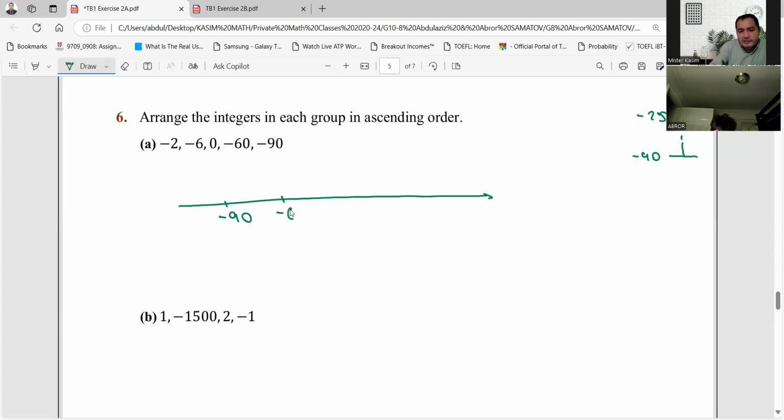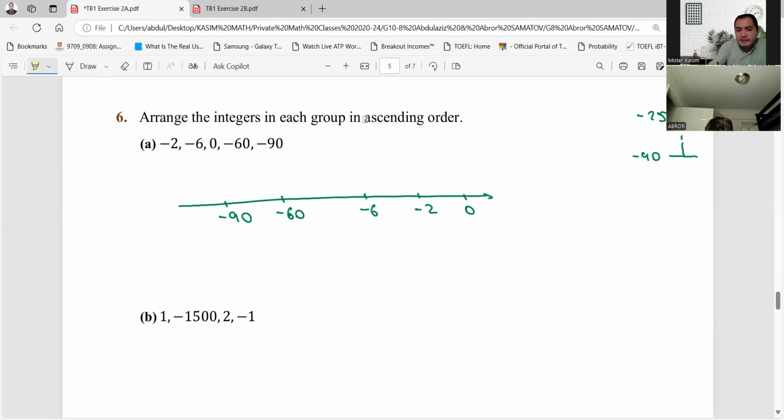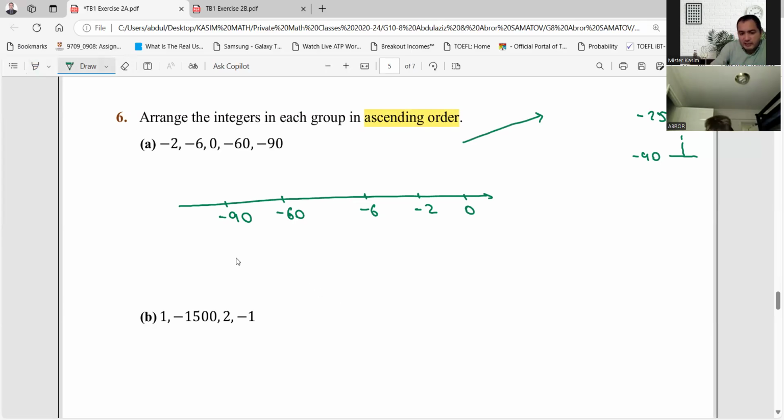And here we have negative 60, right? And after that, here we have negative 6. And here we have negative 2. And here's 0, right? Ascending means that from smallest to the largest is going up, right? Increasing from the smallest to the biggest. So now I can write here negative 90 is the smallest, and negative 60, and negative 6, right? Negative 2, and 0.